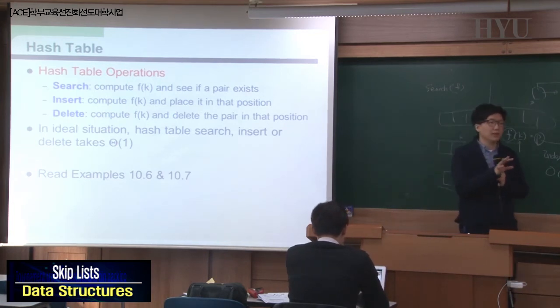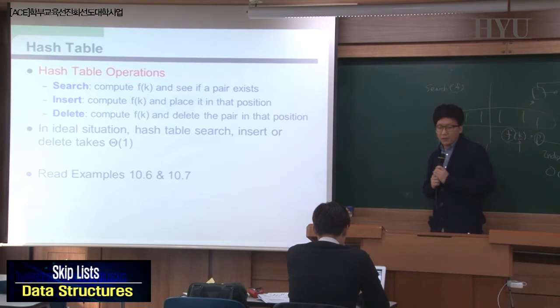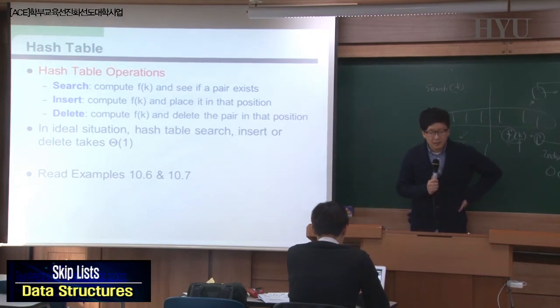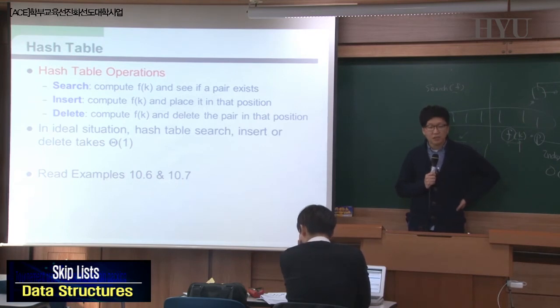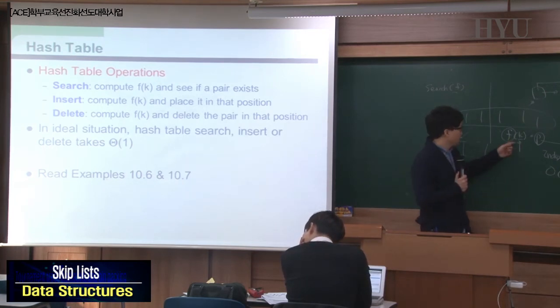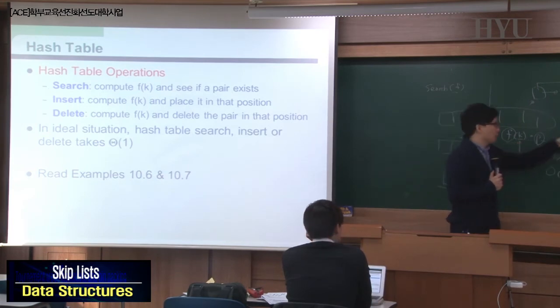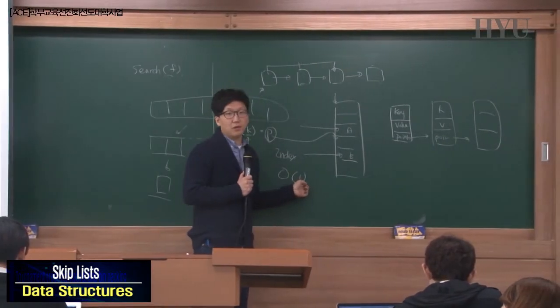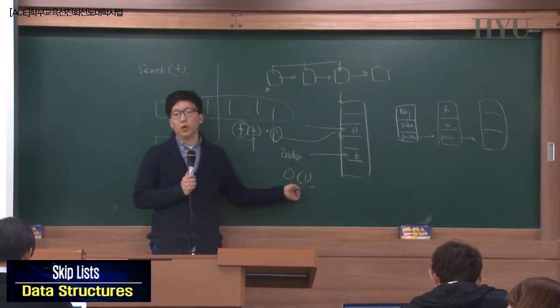So it's very similar to the dictionary, right? Delete: compute Fk and delete the pair in that position. In an ideal situation, hash table search, insert, and delete take constant time, because hopefully this function gives you the exact location of where to put it, where to delete it, where to search. Order of 1, constant.